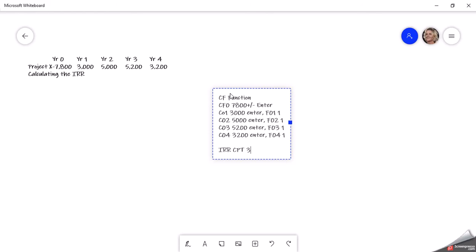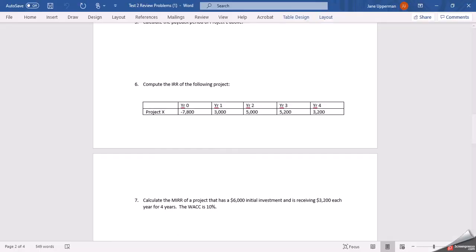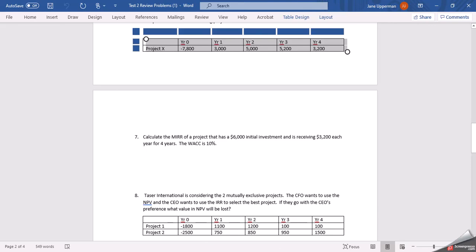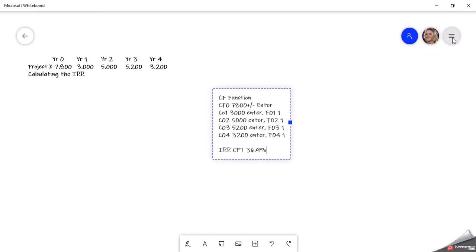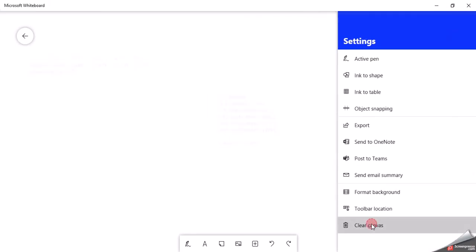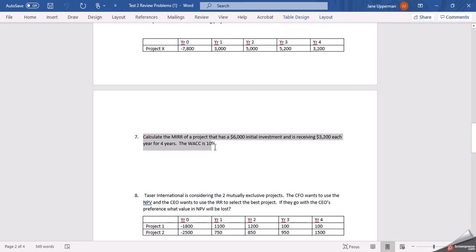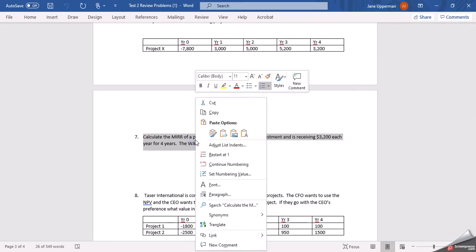And we get 36.88, or if I want to round to the nearest tenth, 36.9% is going to be my internal rate of return of that project. Okay, then we have to calculate our modified internal rate of return. So I'll clear this one out, and then we will come over here and I will copy this.